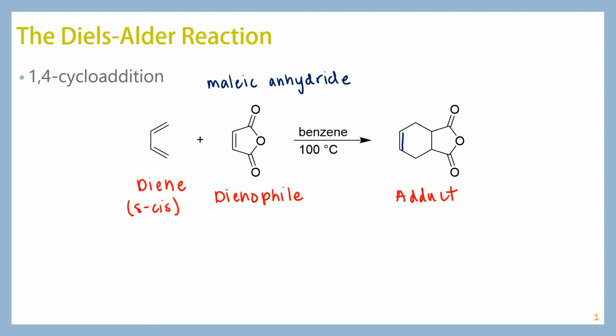The bonds that are being created in the adduct is essentially drawing bonds here to here, and it uses the pi electrons to do so. So those end up there. These two end up here. And these two end up here. We'll go through the mechanism in a little bit.